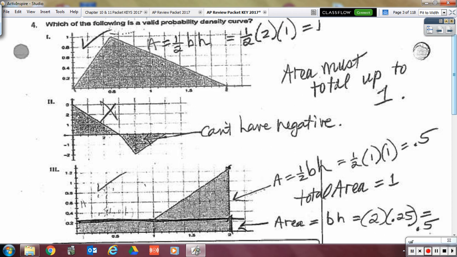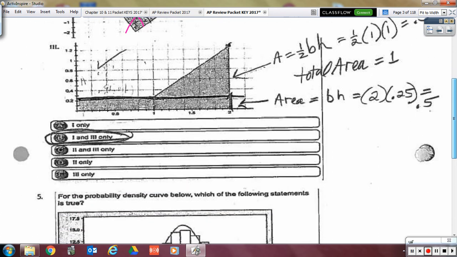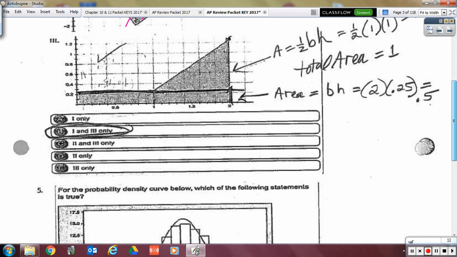This one here we talked about yesterday, how those areas need to total up to 1. So on shape 1 and shape 3, you physically had to calculate the area of the triangle, and on shape 3, I did a rectangle and a triangle. And they do total up to an area of 1. Shape 2 has a negative area down here, and you can't have a negative probability. So 2 is a no-go, and that's why 1 and 3 are the answers there.